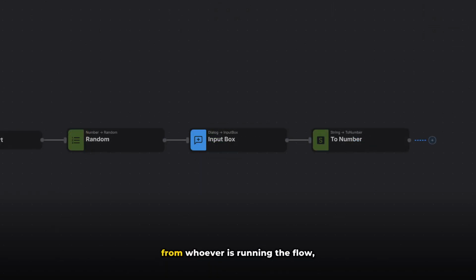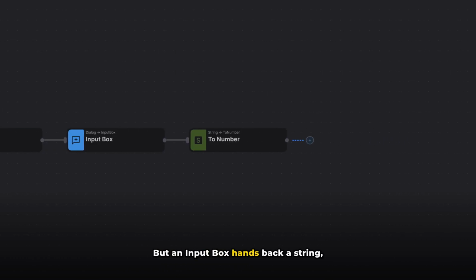Now we need a guess from whoever is running the flow, and an input box is how a flow asks for one. Its title is Guess My Number, its text is Enter a Number, and whatever gets typed comes back on the message as text. But an input box hands back a string, and a string is never equal to a number. 3 in quotes is not 3. So the toNumber node from the string package converts it. That result is our guess.